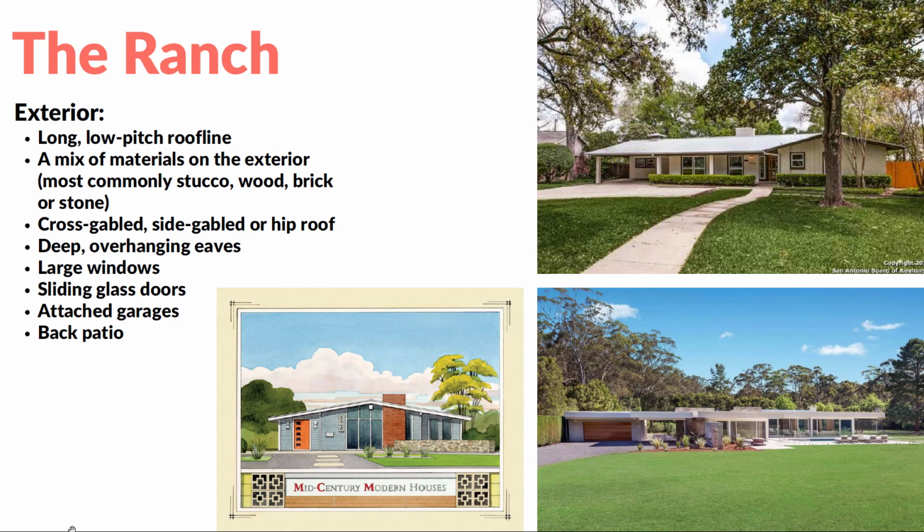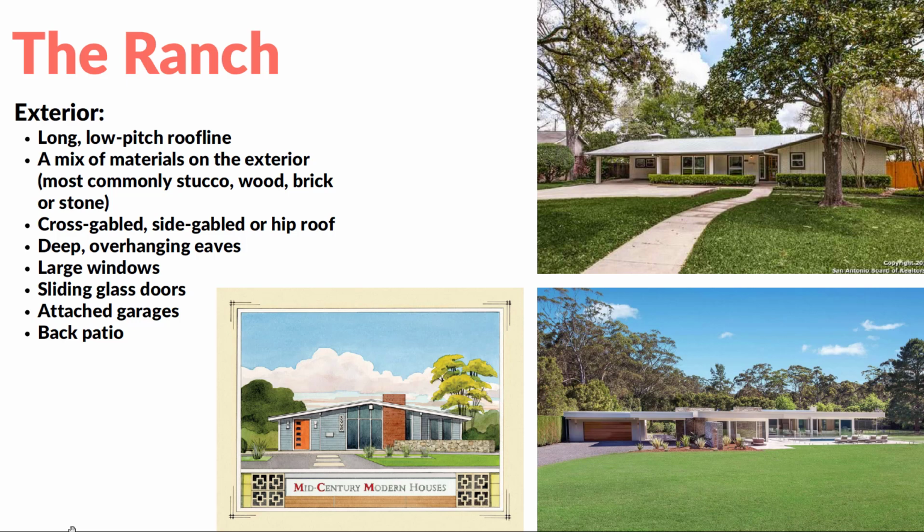So on the exterior, again, we're thinking of a long, low-pitched roof line. Could be angled, might be flat. It really depends on the area of the country. Someplace where you get a lot of snow and that type of thing, flat roofs are less common because you want to get the weight of the snow off the building.